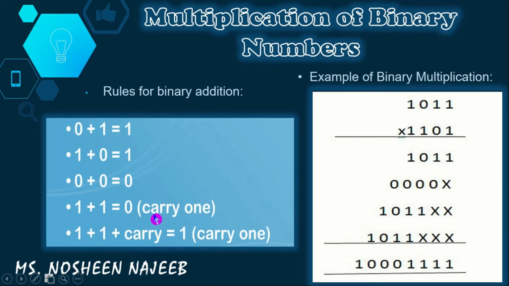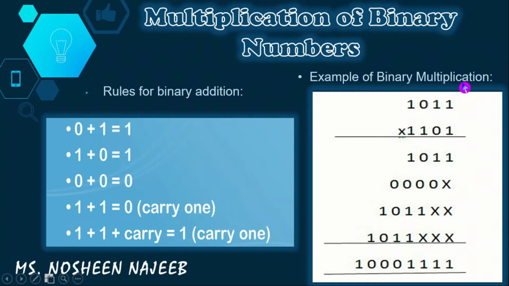When we have 1 plus 1, the answer will be 0 and we will carry forward 1 to the next column. And when we have three ones, for example 1 plus 1 plus a carry of 1, the answer will be 1 and we also carry 1 to the next column. Here we have an example of binary multiplication.